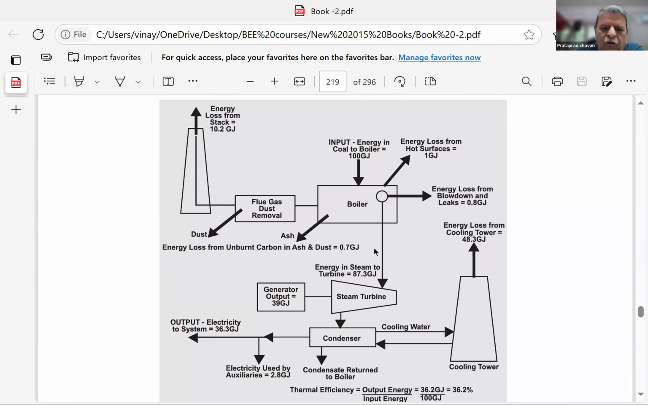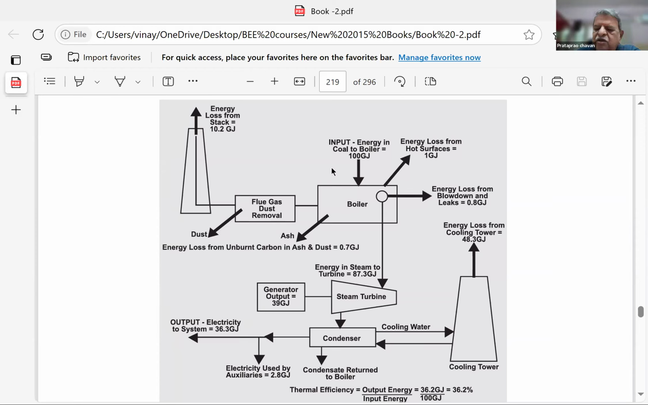See, the output, input, the requirement at different stages. Suppose this is the input. What is the energy input? Coal multiplied by the gross calorific value. The total value of heat is 100 GJ.